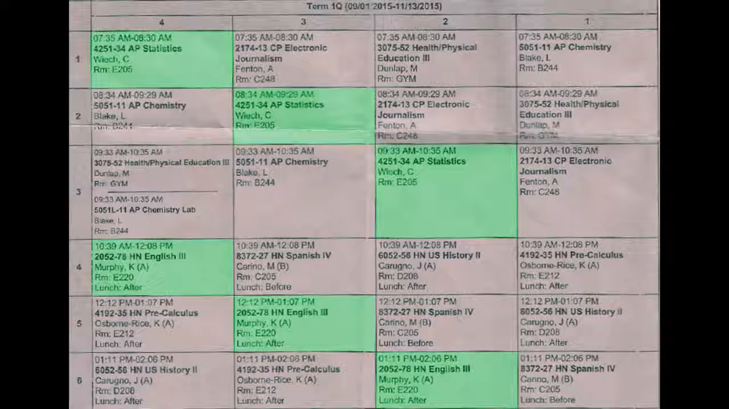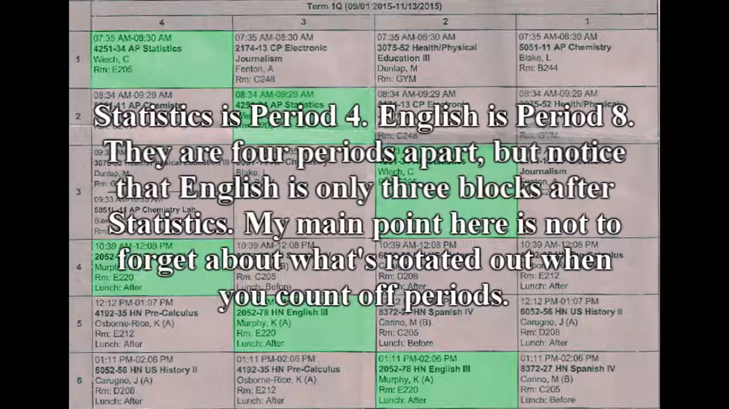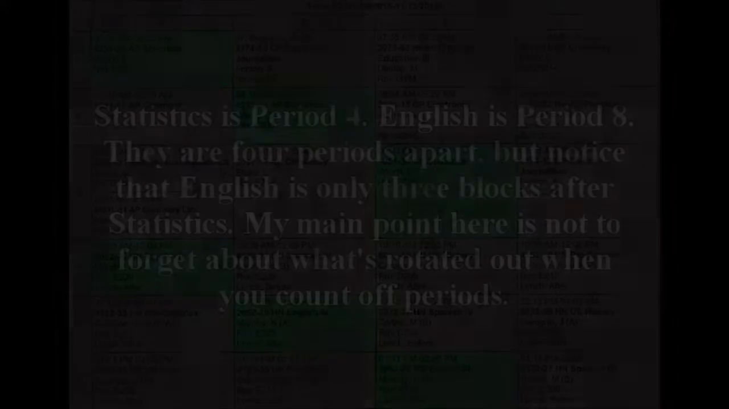Block 4 is period 5, block 5 is period 6, block 6 is period 7, and then the last class that's rotated out in your second half is period 8. Notice how corresponding classes differ by 4 periods. On your schedule, they are only 3 blocks apart, but the class that's rotated out still counts as a period.